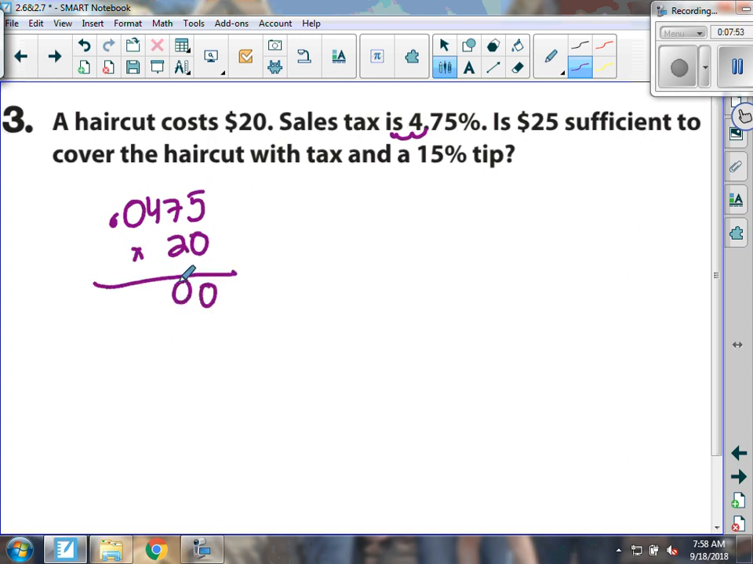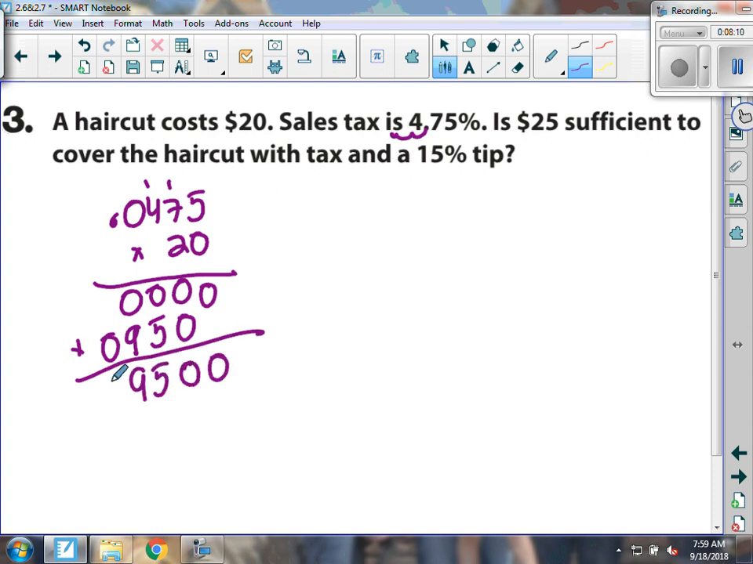0 times anything is 0. 2 times 5 is 10. 2 times 7 is 14, plus 1 is 15. 2 times 4 is 8, plus 1 is 9. 2 times 0 is 0. How many decimal places do I have? I have 4. So 0.0475 times 20 is going to give me 95 cents.